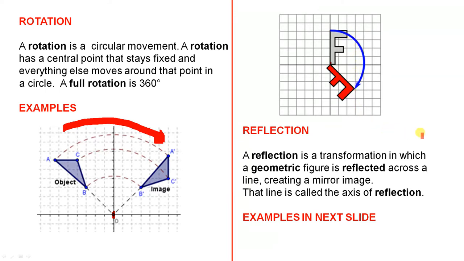The next one is a reflection. A reflection is a transformation in which a geometric figure is reflected across a line, creating a mirror image. That line is called the axis of reflection. Let's look at the examples in the next slide for reflection.